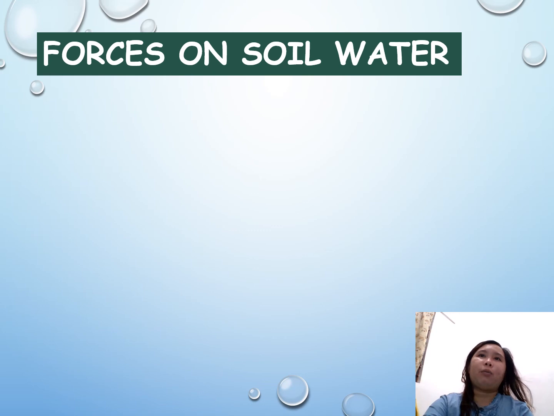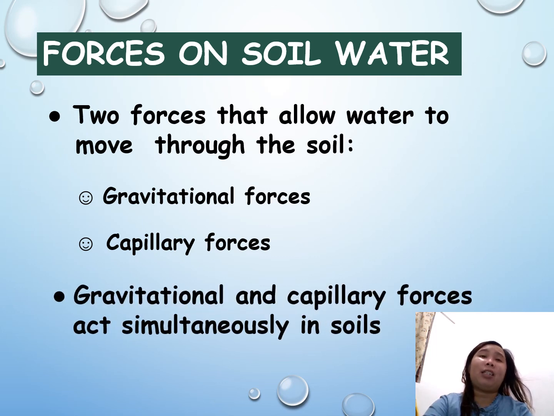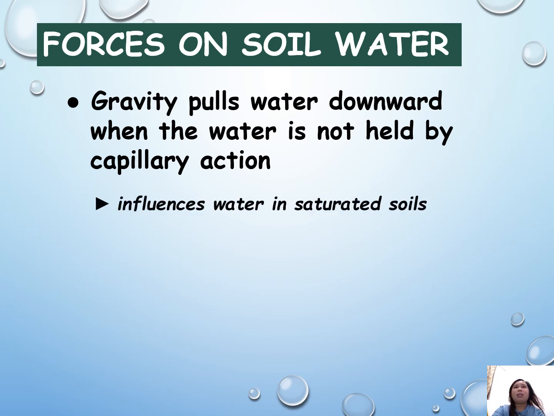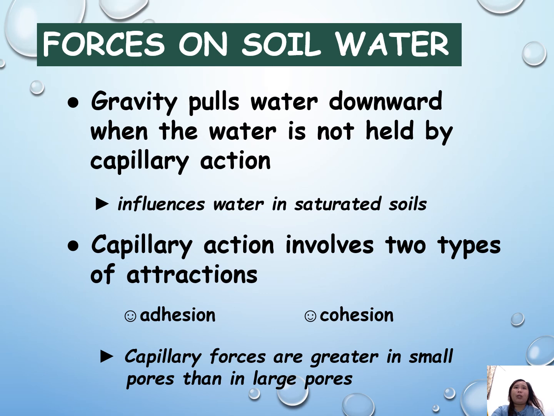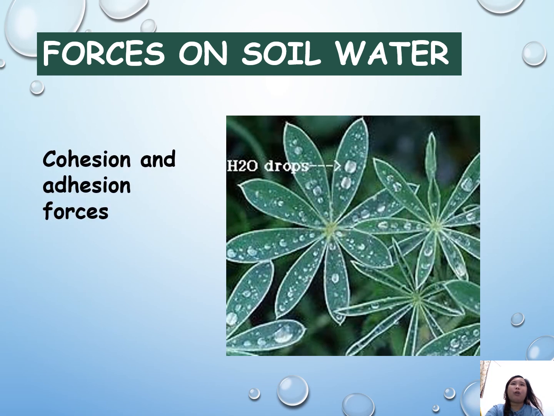So there are two forces that allow water to move through the soil, which are the gravitational and the capillary forces. And these two types of forces act simultaneously in soils. Gravity pulls water downward when the water is not held by the capillary action. It influences water in saturated soils, while capillary action involves two types of attractions. We have the adhesion and the cohesion. And capillary forces are greater in small pores than in large pores. For example, in this photo of cohesion and adhesion, we have here the cohesion of water particles to each other and the adhesion of water to the plant leaves.